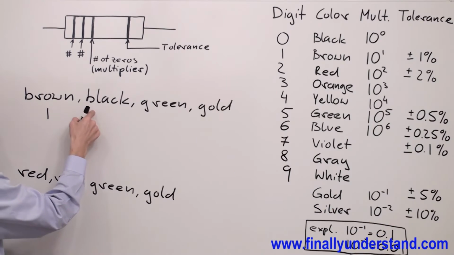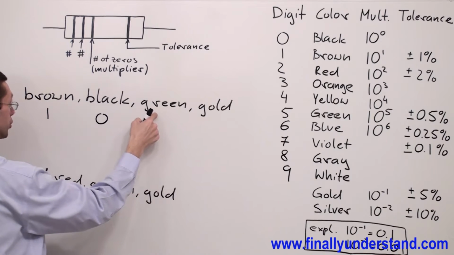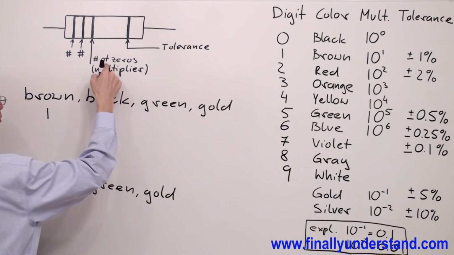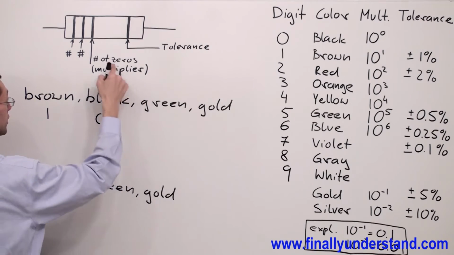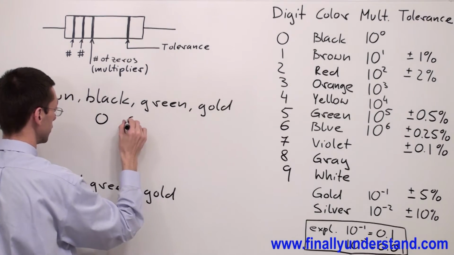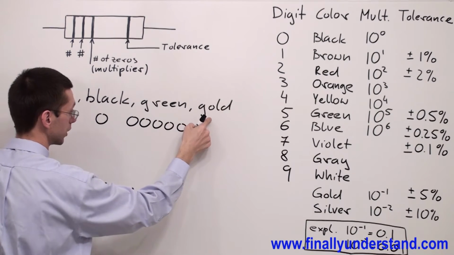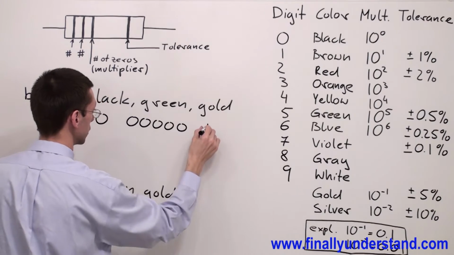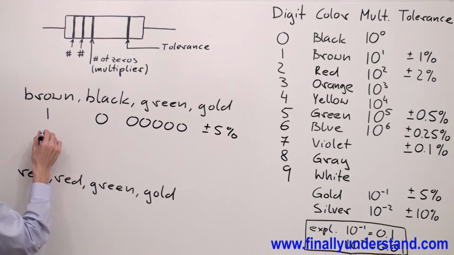Brown, black, green, gold. Brown represents digit 1. Black is 0. Green at the third position is telling me that I'm going to have 5 zeros, because the third position is the number of zeros. Gold is my tolerance, plus minus 5%. Let me copy this down.